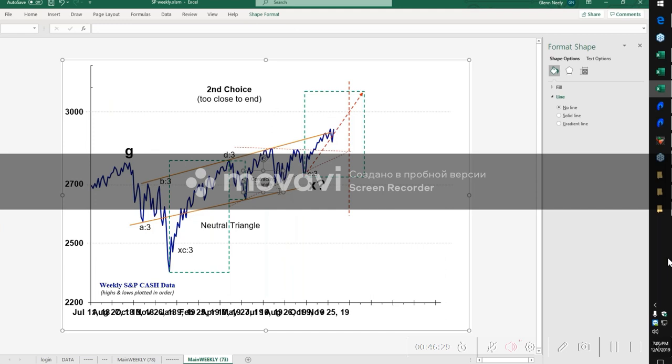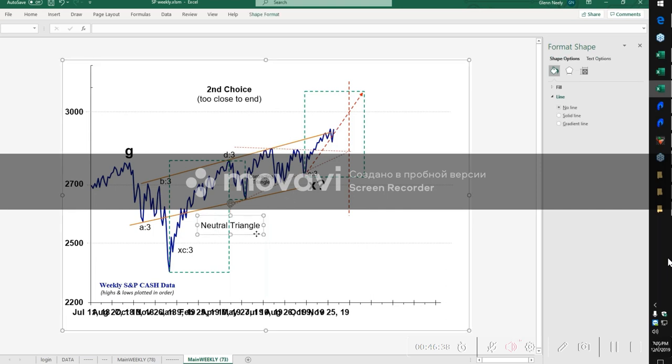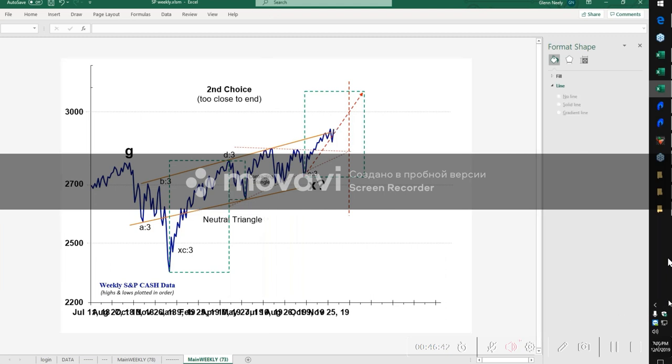I'm shrinking this so I can fit it in this little red contracting area. Okay, so this is the contracting triangle in red, and this is the neutral triangle, the pattern in orange. Okay, so Hamid, I think I answered your question. I'm getting rid of that.